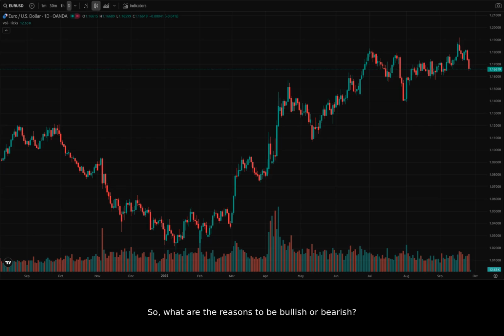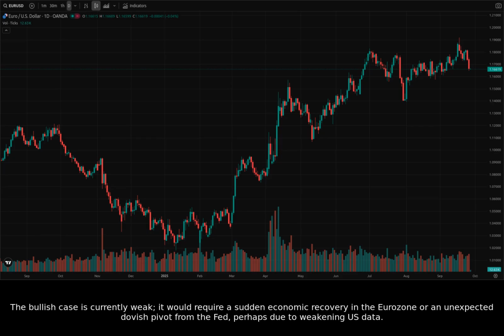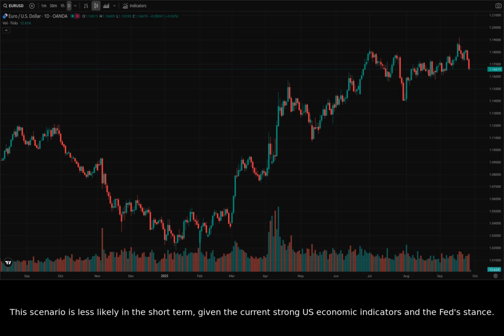So, what are the reasons to be bullish or bearish? The bullish case is currently weak. It would require a sudden economic recovery in the Eurozone or an unexpected dovish pivot from the Fed, perhaps due to weakening U.S. data. This scenario is less likely in the short term, given the current strong U.S. economic indicators and the Fed's stance.